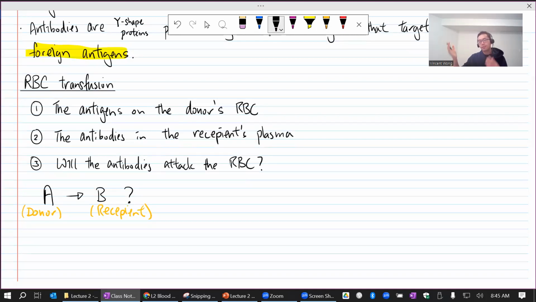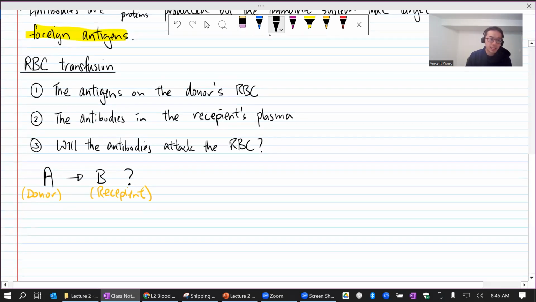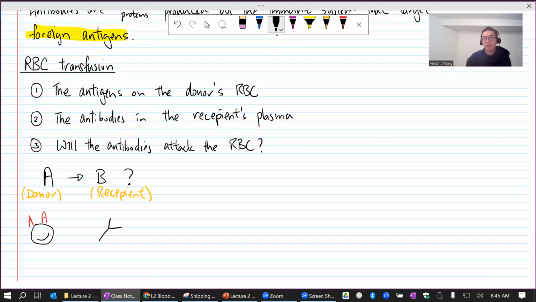Okay, so let's draw this out. First question, the antigen on the donor's RBC. Well, that's easy enough. If you are type A, that means on the surface of the cell you're going to have A, right? And then the recipient, what kind of antibody does a type B person have? You can look at the chart or you can think about it. If you're type B, that's right, anti-A.